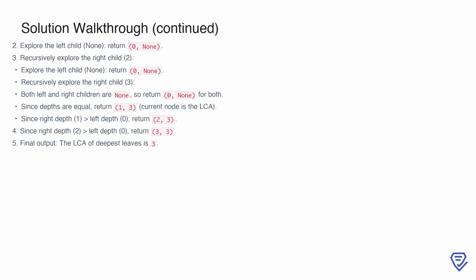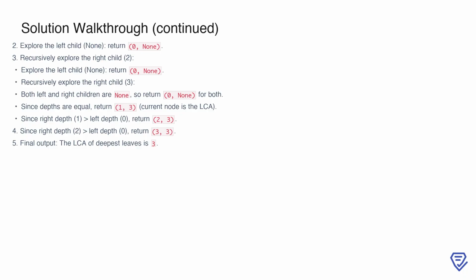For the right-skewed tree, the process begins at the root node, 1. First, we explore its left child, which is null, so we return a depth of 0 and no associated node. Next, we move to the right child, node 2. At node 2, we again explore its left child, which is null, and return a depth of 0 and no associated node. Then, we proceed to its right child, node 3. Since node 3 has no children, both its left and right subtrees return a depth of 0 and no associated node. This makes node 3 the lowest common ancestor at this level, and we return a depth of 1 along with node 3.